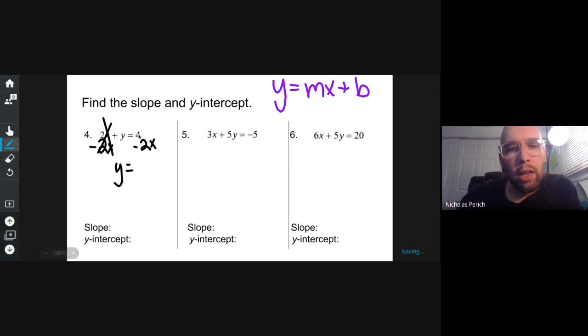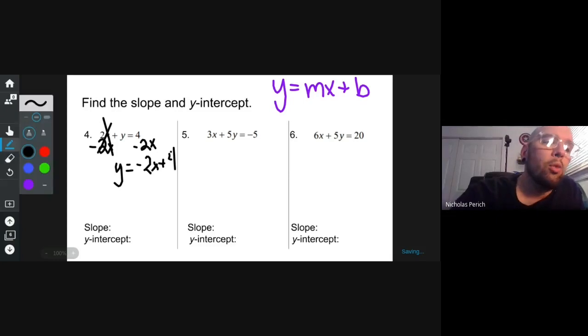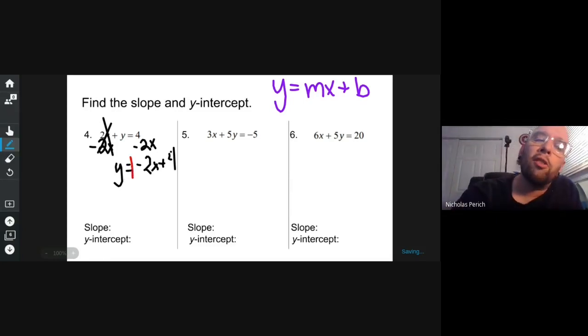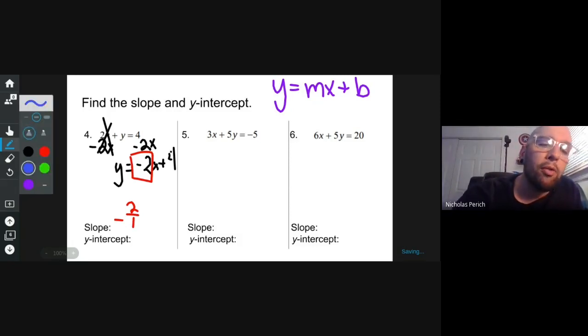Do 4 and negative 2x combine? No. What should I write out first? The 4 or the negative 2x? The negative 2x, of course. Negative 2x, positive 4. Is y all by itself now? So the number in front of my x is the slope. So negative 2 or negative 2 over 1. And my y-intercept is the number floating around.